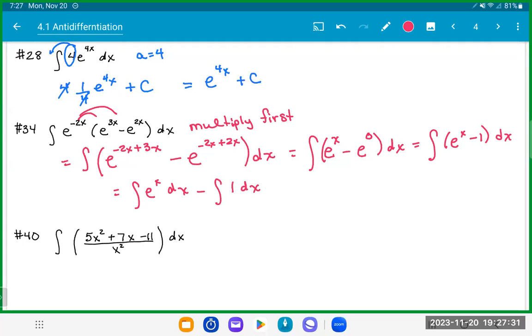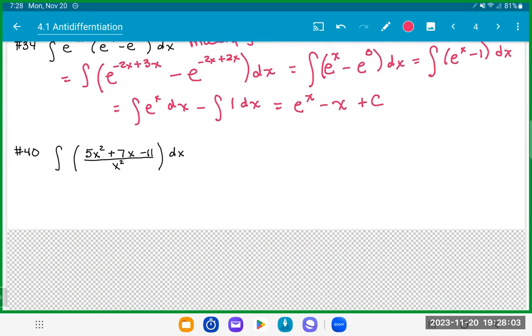So remembering back to our rules, the antiderivative of e to the x is simply just e to the x. And the antiderivative of 1 is x, so that's minus x. And then let's not forget to put our constant out here. Because if I take the derivative of negative x, I end up with that negative 1 there. So we could do that check. Question.